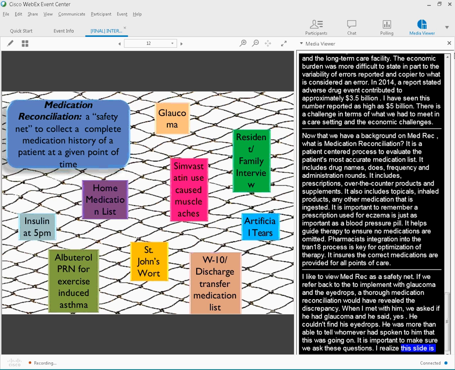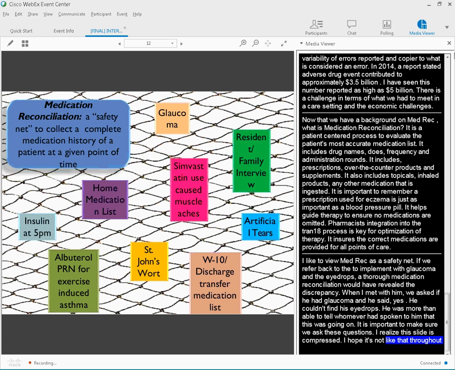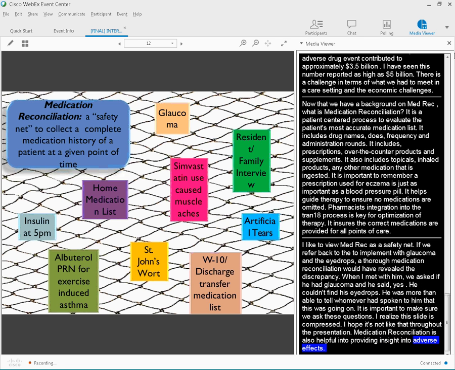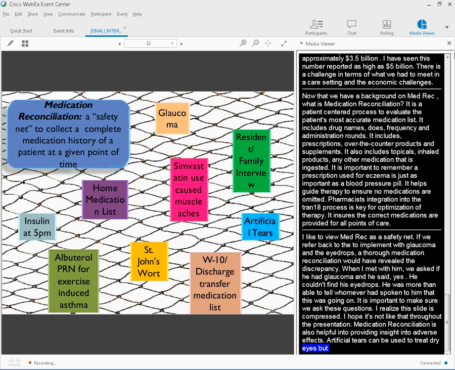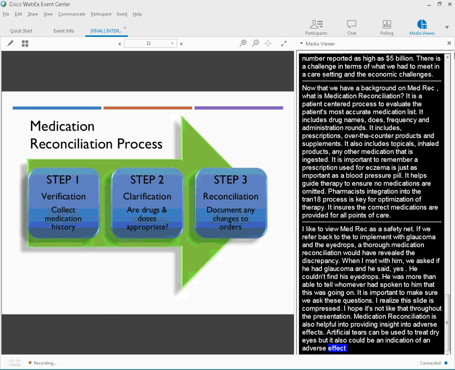Medication reconciliation is also valuable for providing insight into adverse effects. Artificial tears, I have those listed up here, can certainly be used to treat dry eyes. However, it may also be an indication that the person is experiencing an adverse effect. If the person is taking anticholinergic medications that are known to cause dry eyes and blurry vision, this may inadvertently increase the risk of fall. So again, evaluating the therapy, even on something as simple as an OTC, is important in our population.